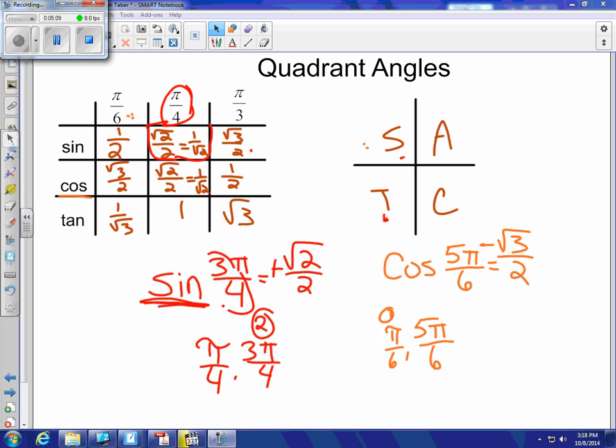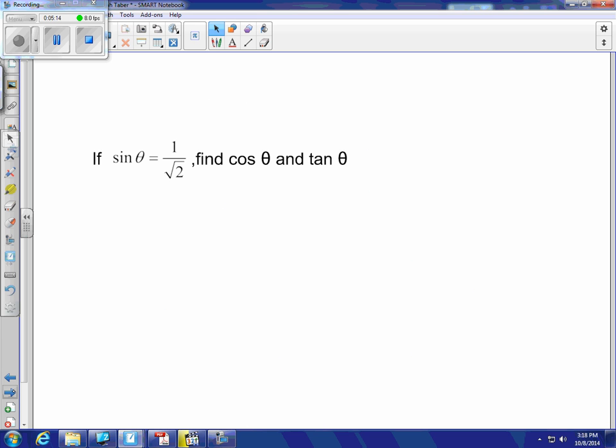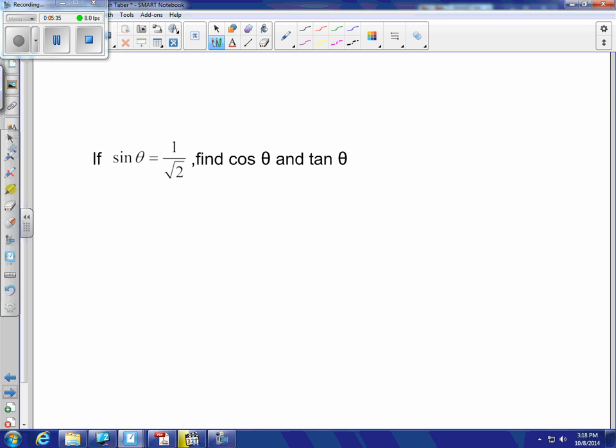Well, now we are actually going to go backwards. We want to find, if sine theta equals 1 over square root 2, what does that mean? Well, let's go back to our table. What is 1 over square root 2? This, right? Now, what's our trig function? It's sine. So theta equals pi over 4, right?